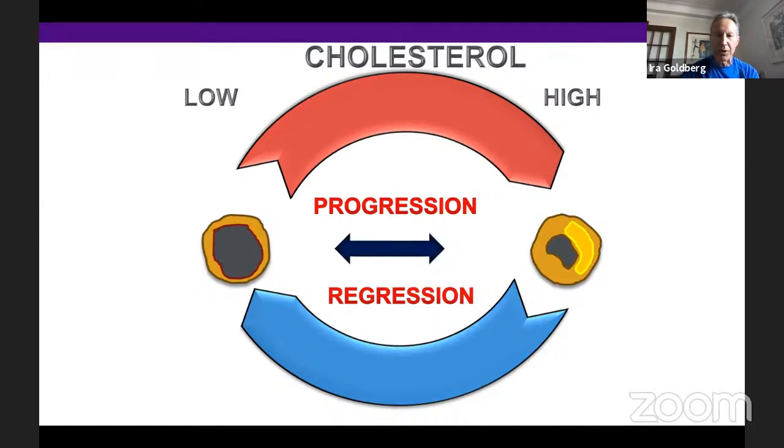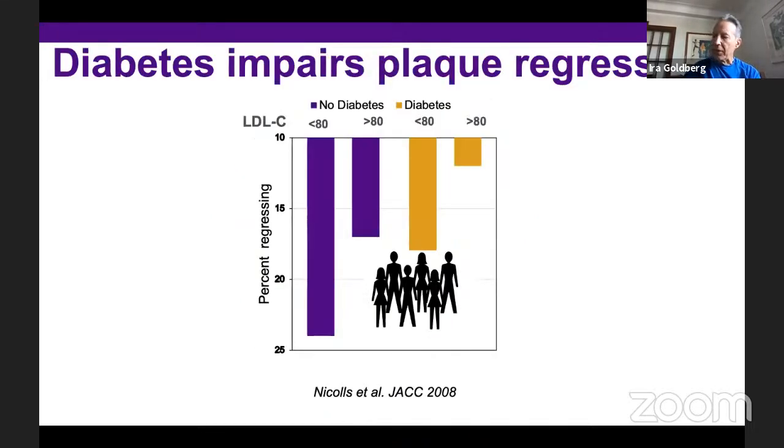Who doesn't get regression? So this is a study where the center was Cleveland Clinic. The bars going down show the amount of regression that they found using intravascular ultrasound, sort of an ultrasound to look at the lumen and plaque size, mostly the plaque size. And if you look at the people without diabetes compared to the people with diabetes, and you compare the LDL cholesterols, you can see that diabetes is what prevents regression. Not the only thing that prevents regression, but diabetes affects regression.